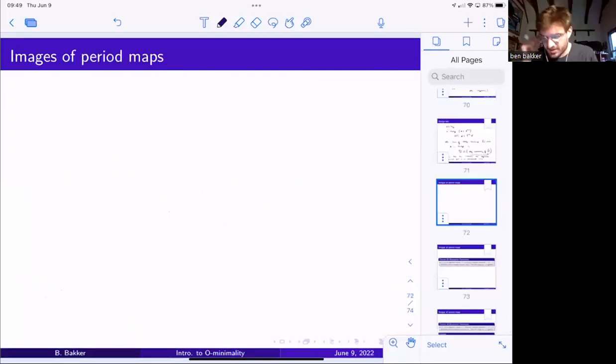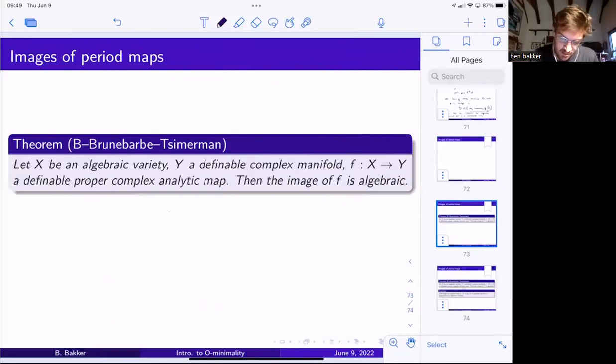This is related to the question that was asked about D mod gamma versus D mod GZ. Here's a theorem. You should view this as the dual to definable Chow, which says that a definable complex analytic subvariety of an algebraic variety is algebraic. This says that if you have an algebraic variety mapping definably to a definable complex manifold, then the image is algebraic. It's harder to prove than definable Chow, but I don't really want to get into the proof.